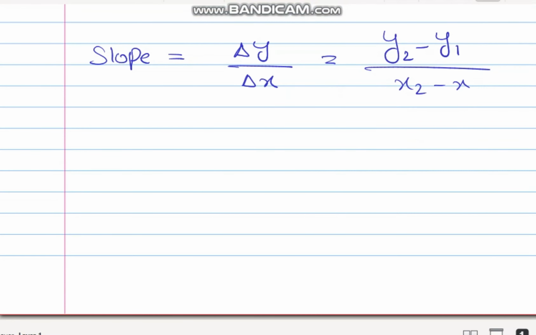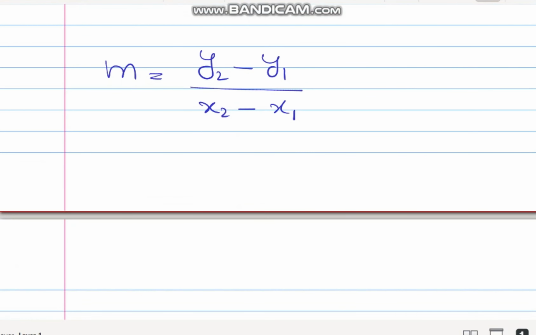Now what is slope? Basically, slope is m. Everyone knows. I can write that m is equal to y2 minus y1 over x2 minus x1. Dear student, tell me, can I write this or not? Yes, teacher, you can. Okay, good.